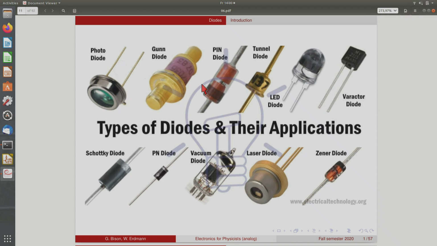So this is just a picture I found recently. It's a list which just shows that there are many, many different types of diodes. I don't even know all of them.